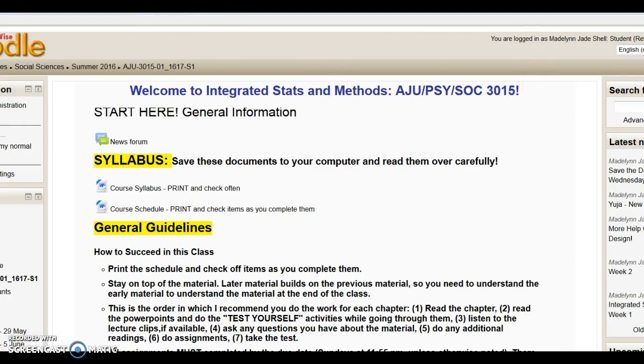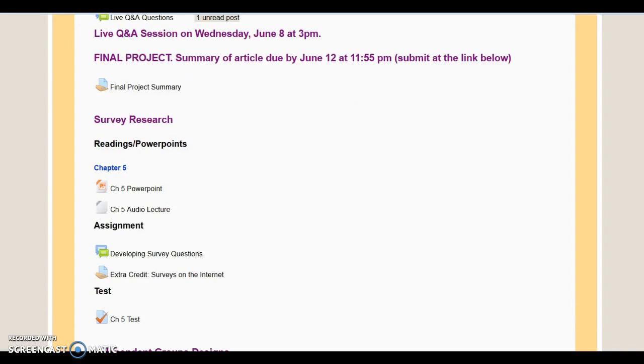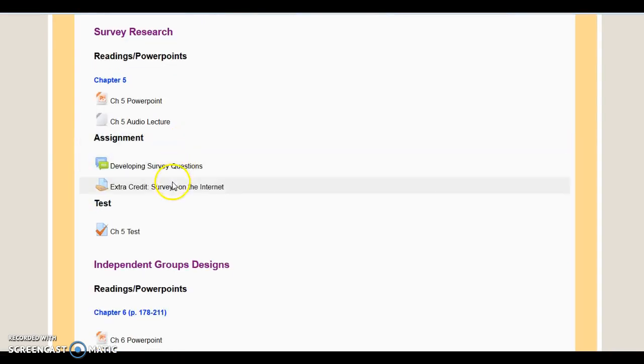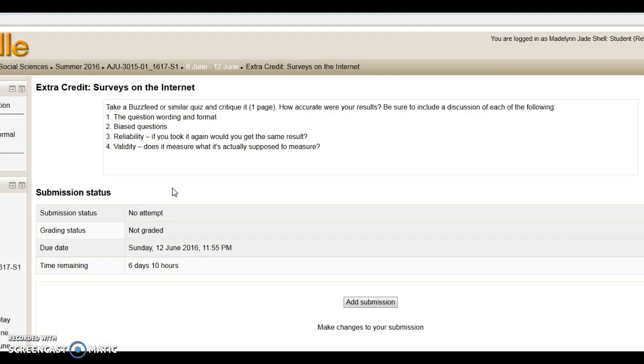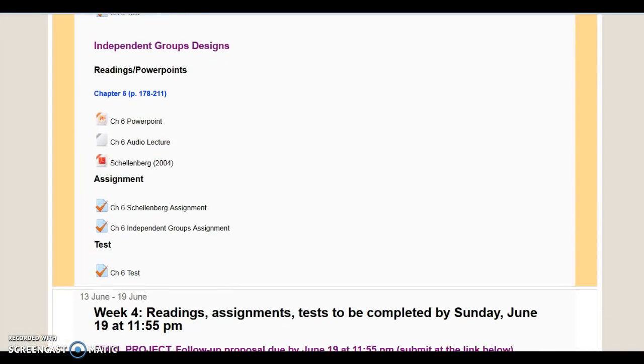In addition, there's an extra credit opportunity for this chapter. The extra credit opportunity is to take and critique a quiz on BuzzFeed or a similar internet site and write a 1-page response to that. And then finally, as usual, you'll have the test on that chapter.